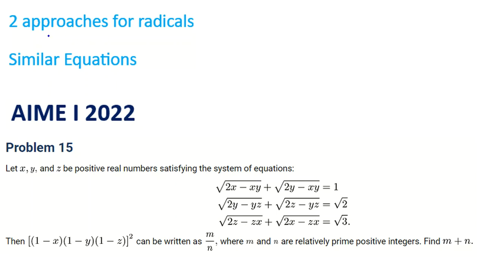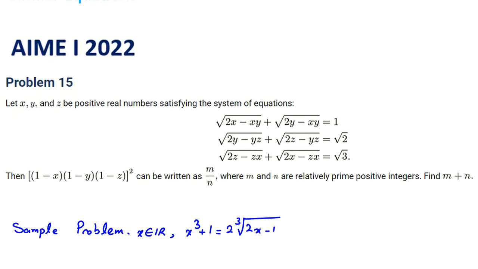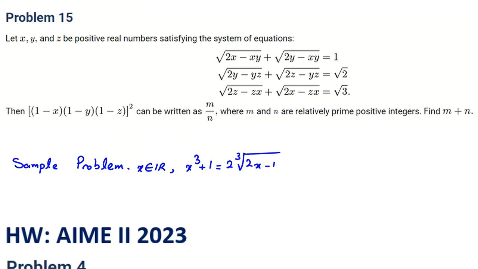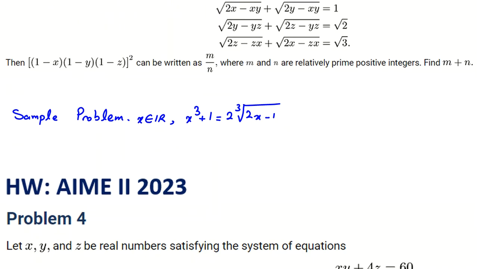Okay, in this part, I want to tell you two approaches for radicals, and also what we should do when we have similar equations. This is AIME 1 2022, the last problem. We will solve this one, and before that, we will solve a sample problem to learn what we should do when we have radicals. For example, here a cube root, here a square root, and when we have similar equations.